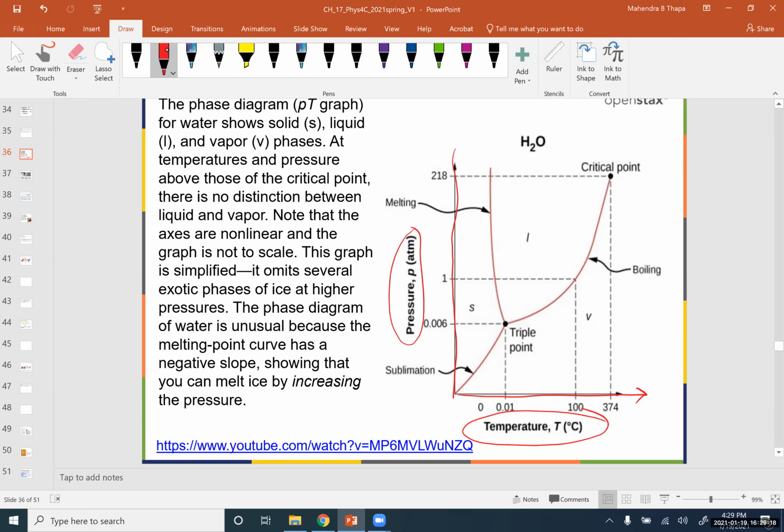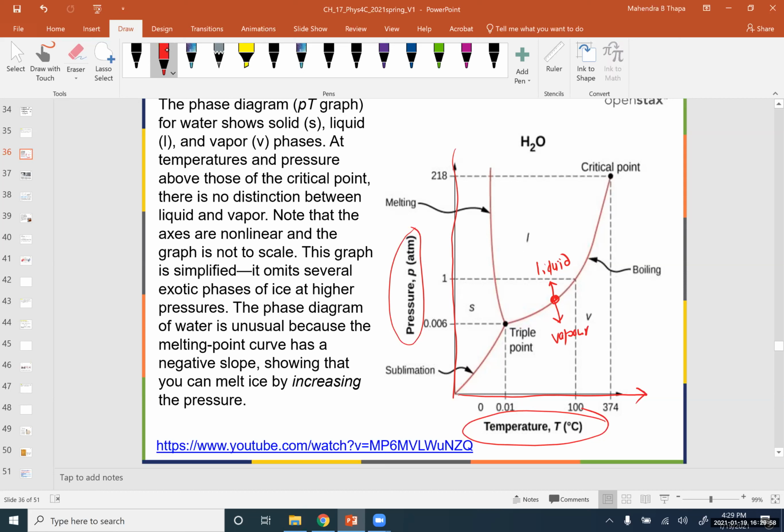So for example, just consider one particular point over here. If you increase the pressure, what will happen? It will be converted to liquid. So this phase is going to be liquid. Below this, if you decrease the pressure at the given temperature, what will happen? It will be in the gaseous state or in the state of vapor.